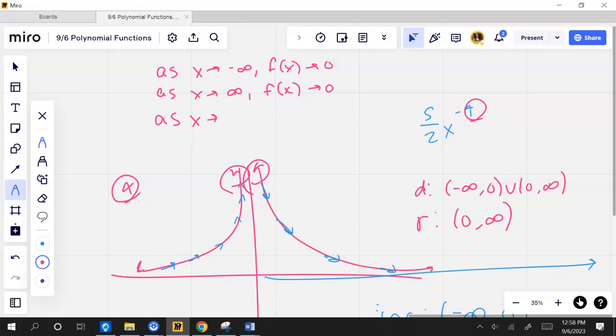Now I'm going to look at these insides. I'm going to say as x approaches 0, but I need to do what? As x approaches 0 from the left, what does f of x do? Infinity, because it goes up, right? As I come in to 0 from the left, this end is going up. Now I need to say as x approaches 0 from the right side, what does f of x do?